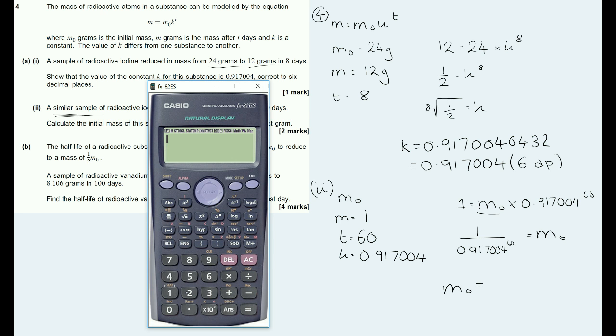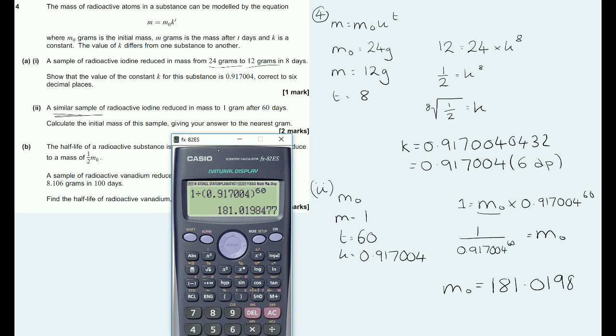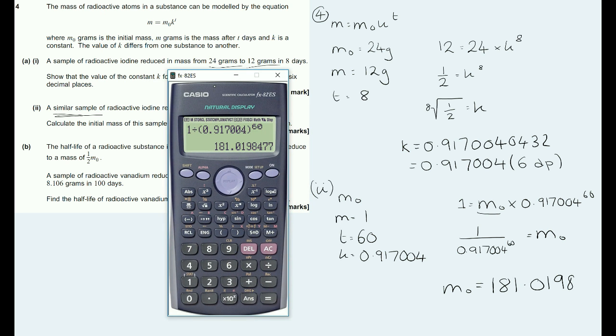So we're just going to pop it into the calculator. I always put everything I'm substituting in brackets just in case. So 0.917004 to the 60. And the solution that we get is 181.0198. Again, checking the question, give your answer to the nearest gram. Don't lose silly marks by not reading the question, so it's 181 grams.